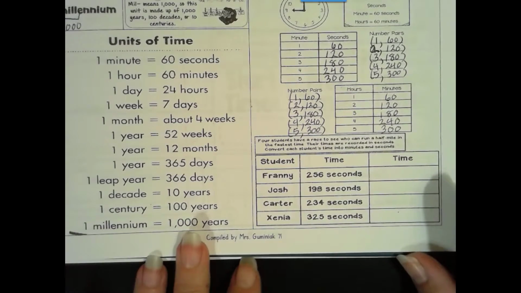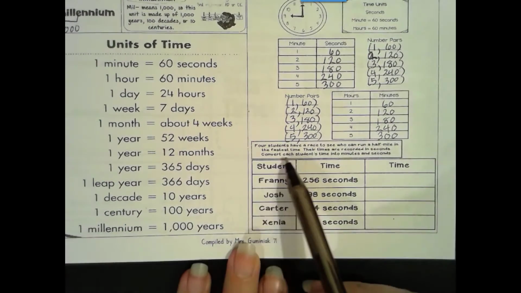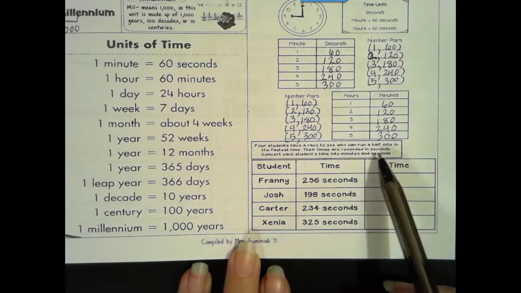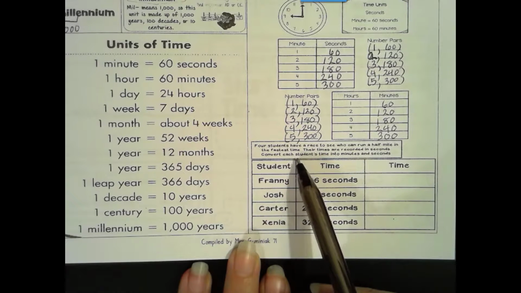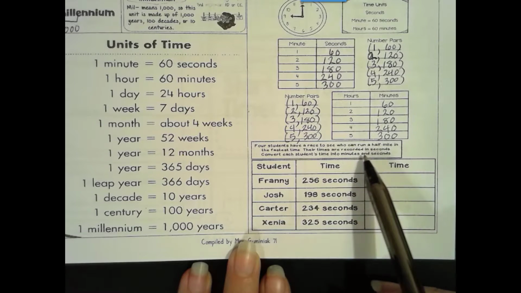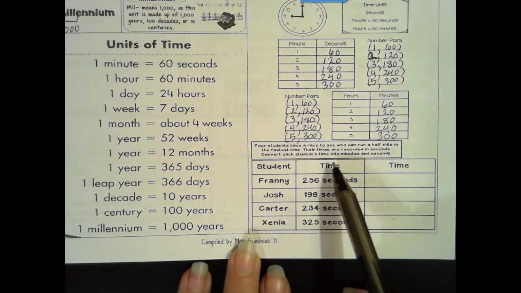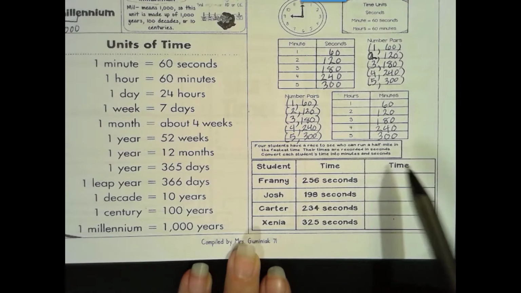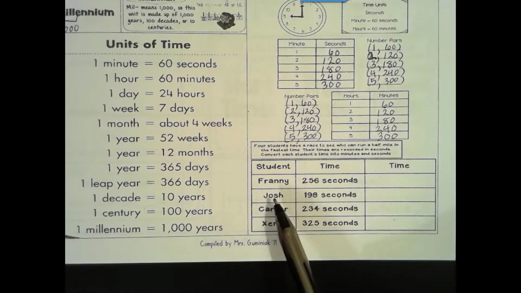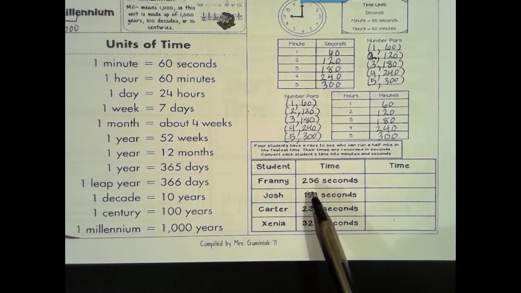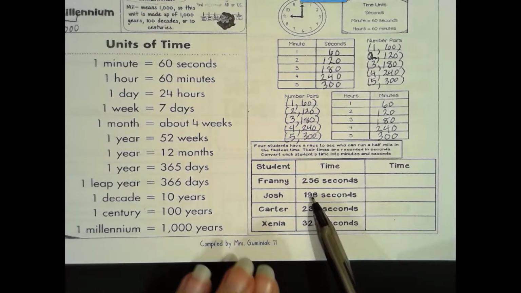Alright, now we're going to look at these. 4 students have a race to see who can run a half mile the fastest time. Their times are recorded in seconds. Convert each student's time into minutes and seconds. Franny ran 256 seconds.